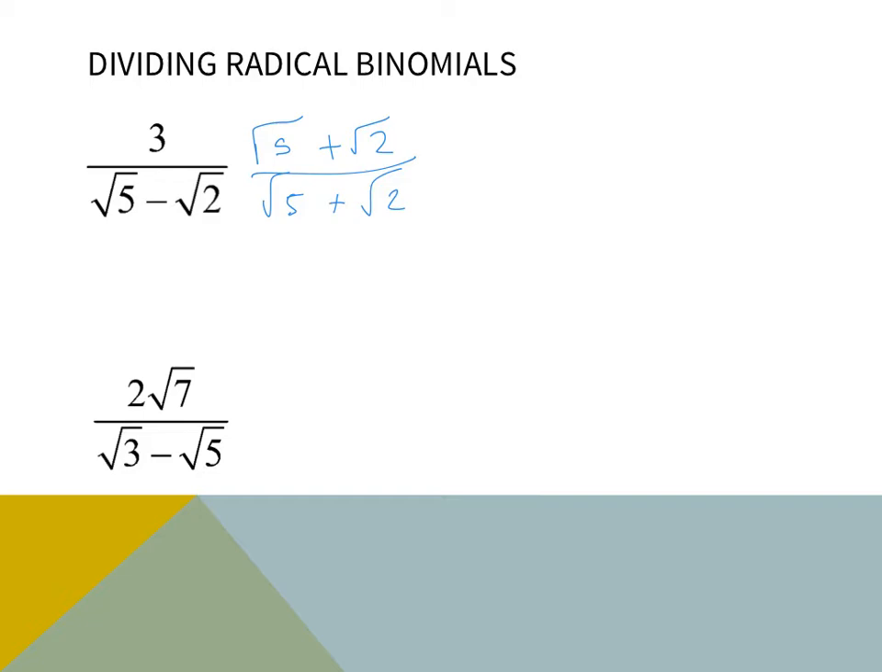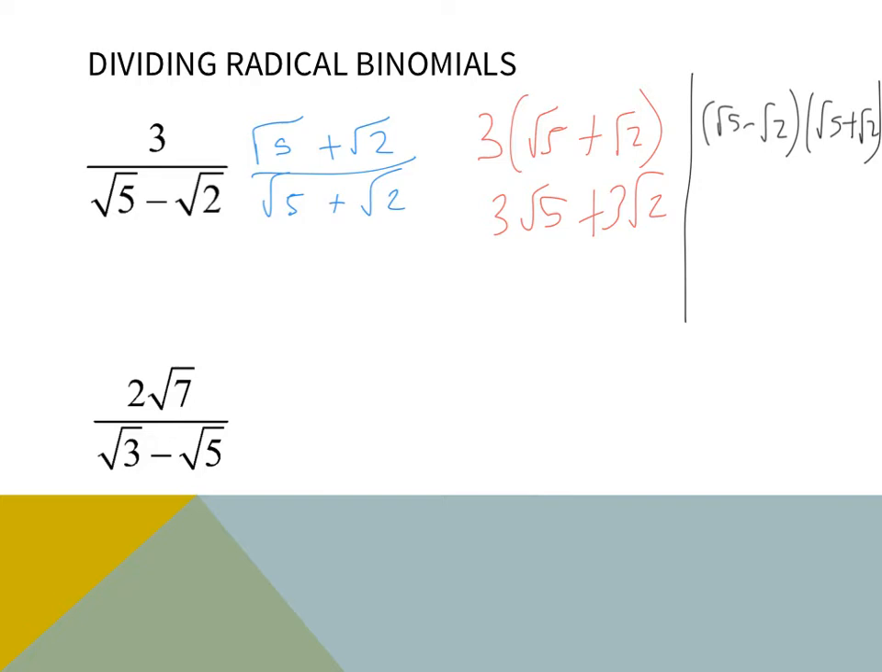So what I like to do is separate this into 2 problems. I'm going to do my problem 1, which is my numerator, 3 times root 5 plus root 2, which gives me 3 root 5 plus 3 root 2. Then I'm going to do my second problem, which is the denominator. I'm going to have to FOIL that bad boy.